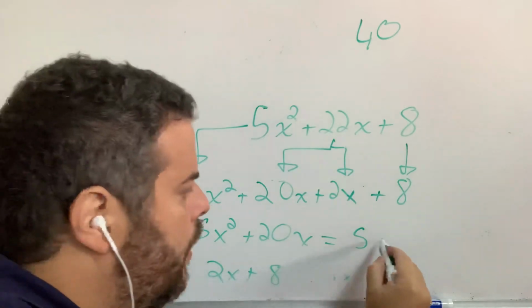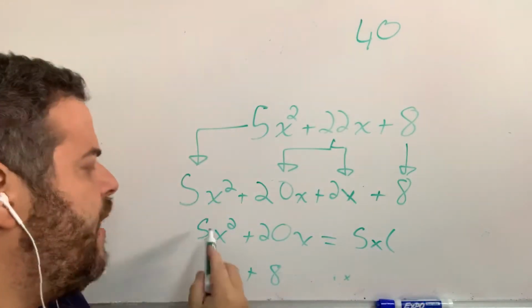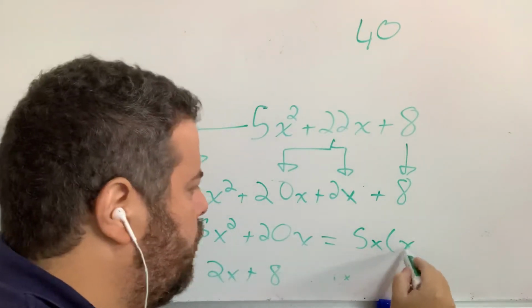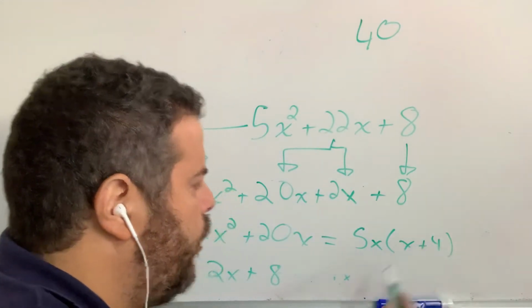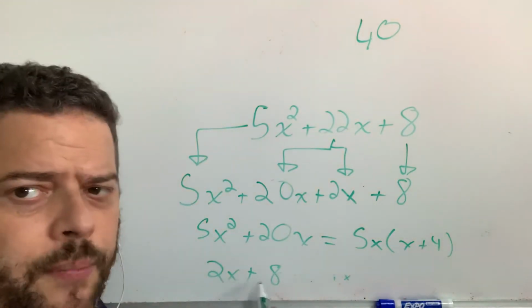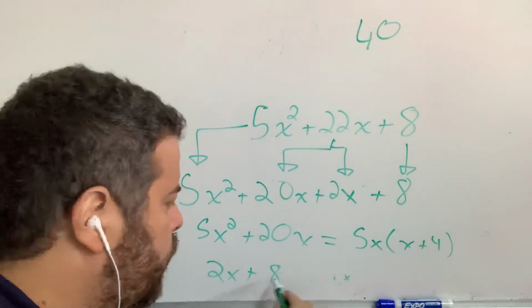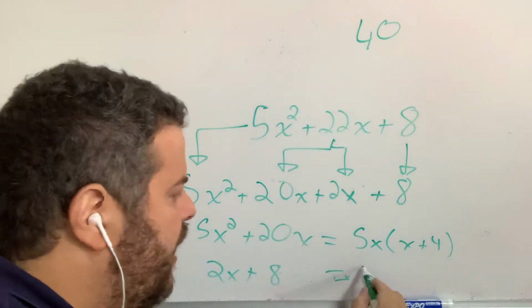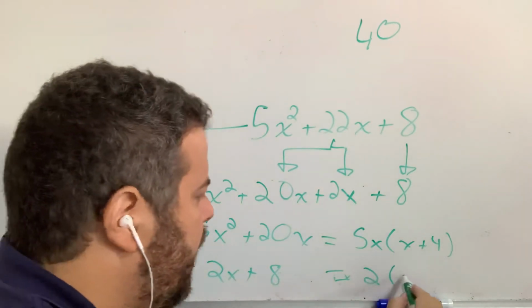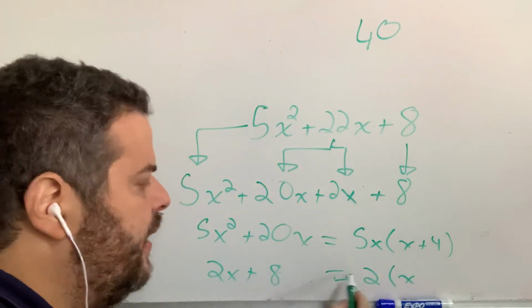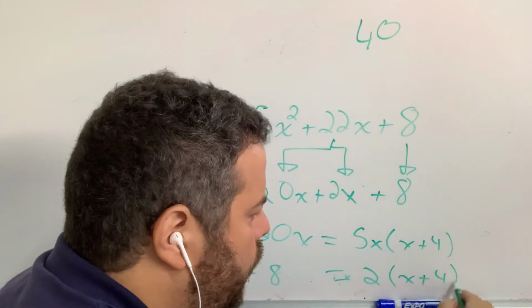You choose the smallest x. Now we divide 5x squared by 5x equals x. 20x by 5x equals 4. Let's go over the bottom terms now. 2x plus 4, 2x plus 8. The number they have in common is 2. They have no letters in common. So 2x divided by 2 is x, and 8 divided by 2 is 4.